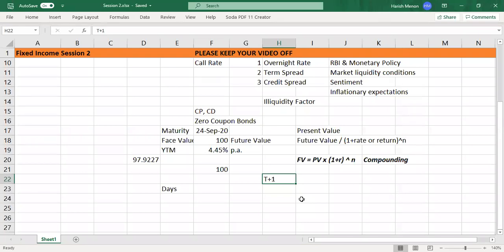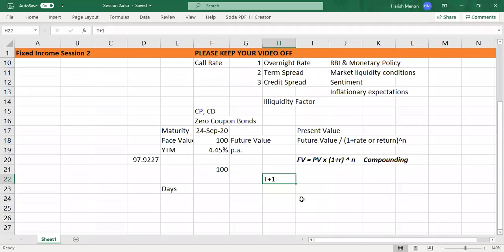Money market is always 365 days, Rishabh. So there is no 360 for money market. 360 comes for bond market. The next example I will take is for a long-term bond. Money market is always 365, be it commercial papers or treasury bills.